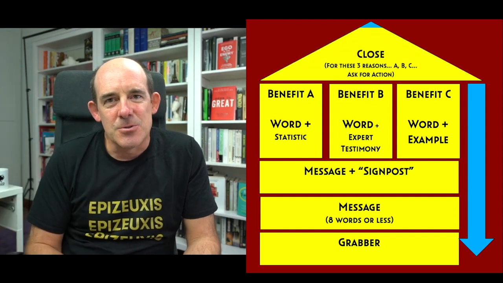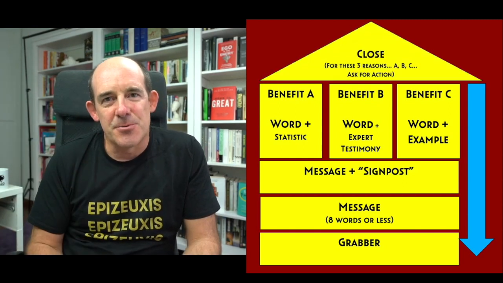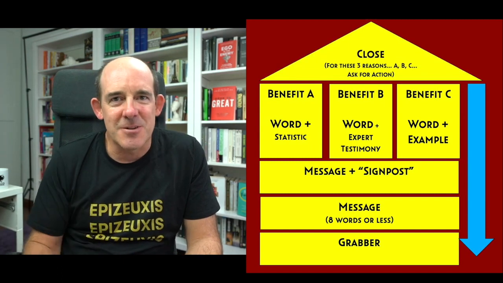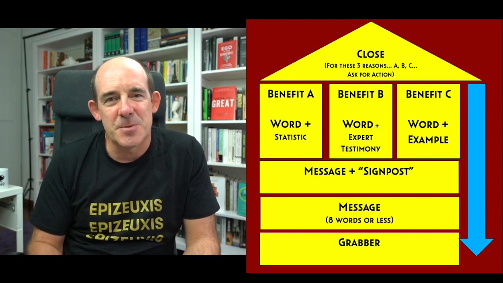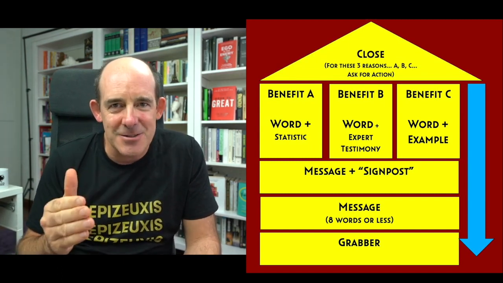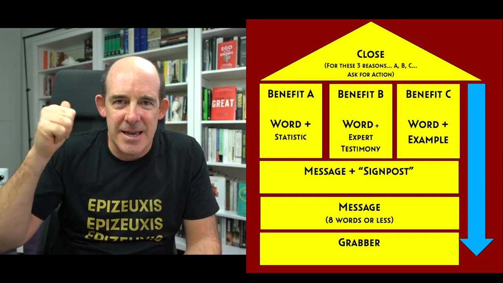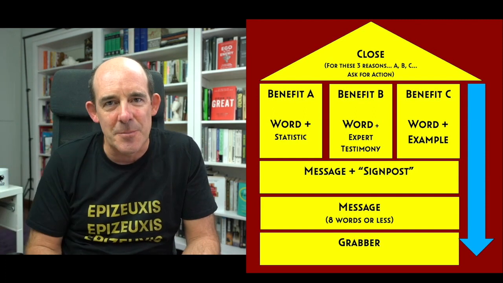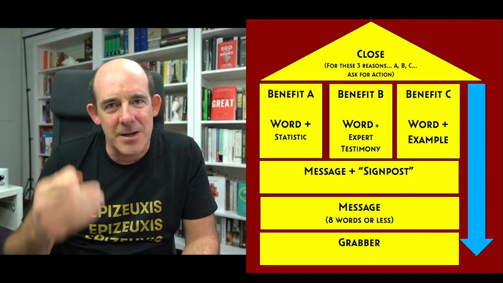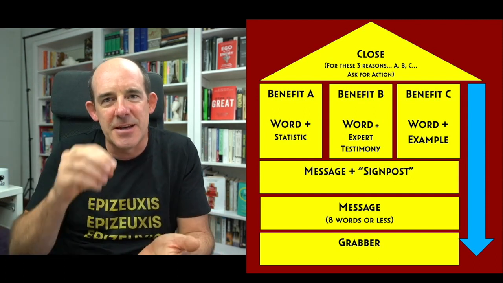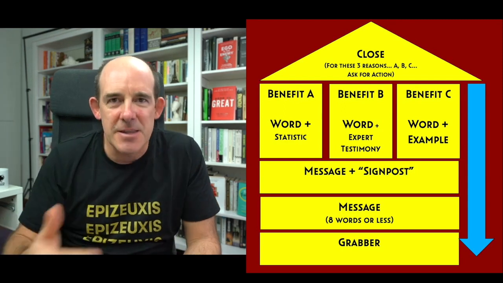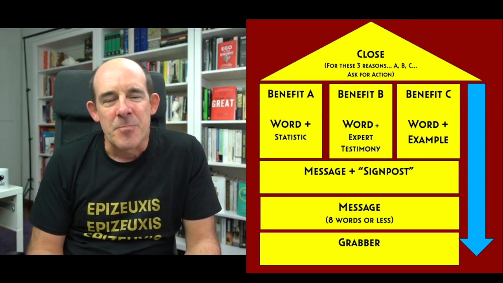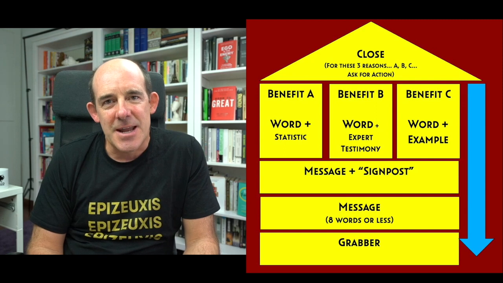Then our close. Here we're going to use the direct close. There's 2 types of close in a persuasive speech, but here we're going to go with the direct close, for these 3 reasons. A, B, C, ask for action. Ask the audience to do something. Might be to give money, might be to write something down, might be to open their agenda and block a time so that they can go deeper into this. But you want to get action here and now.